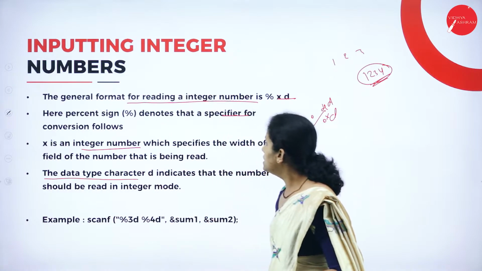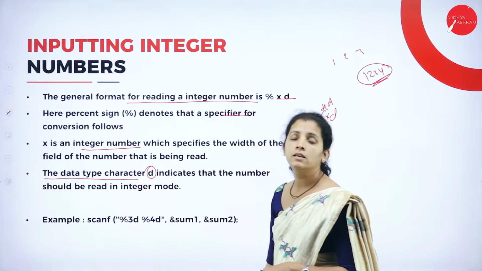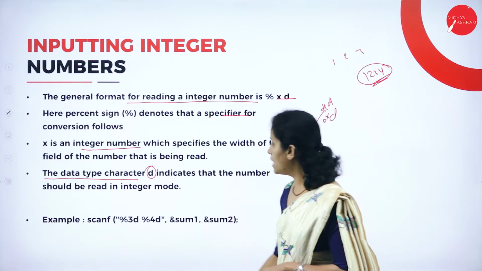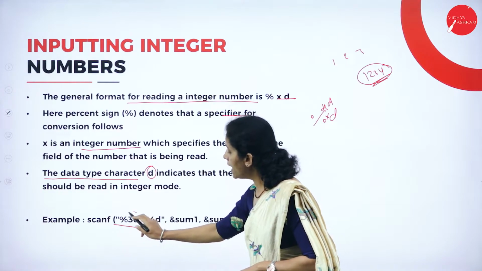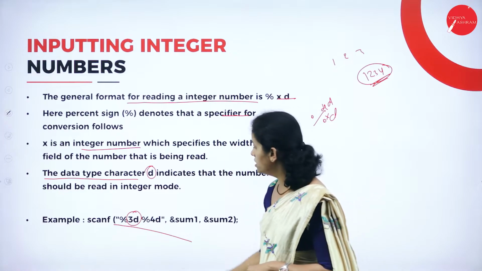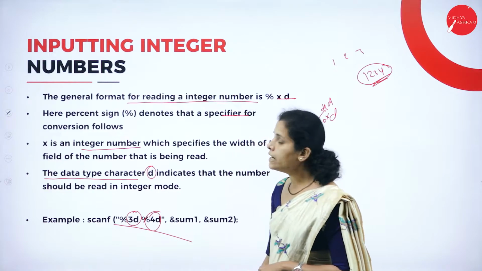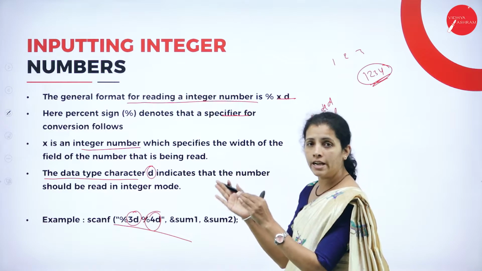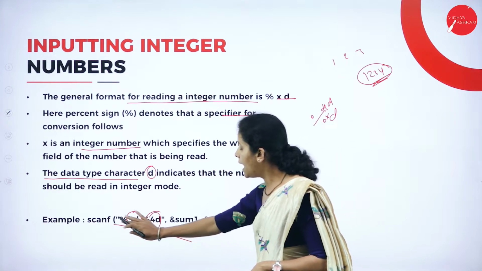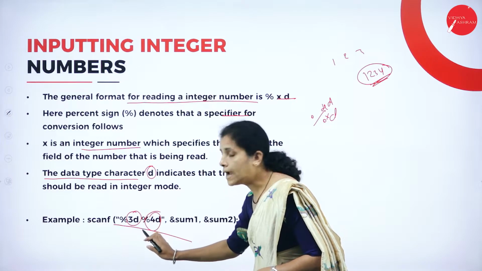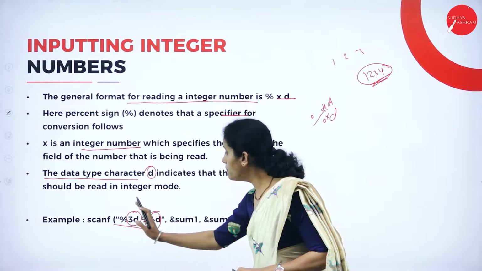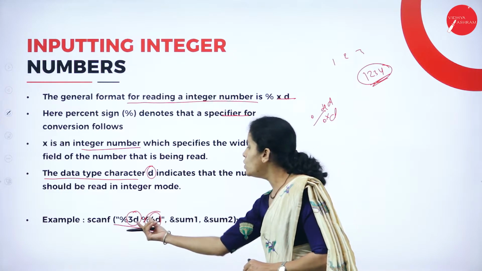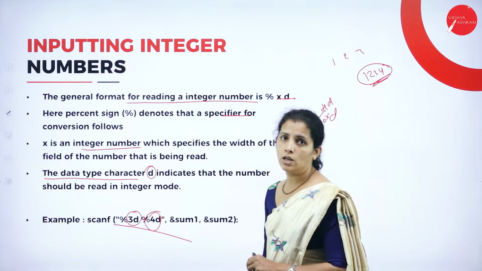Data type character D is mainly used to indicate that it is of type integer. Now this is the example. Here I can read 3 digits, and here I can read 4 digits. So %D, or %3D, %4D. And listen here, I won't write any comma between %3D and %4D because I don't want to separate these values.